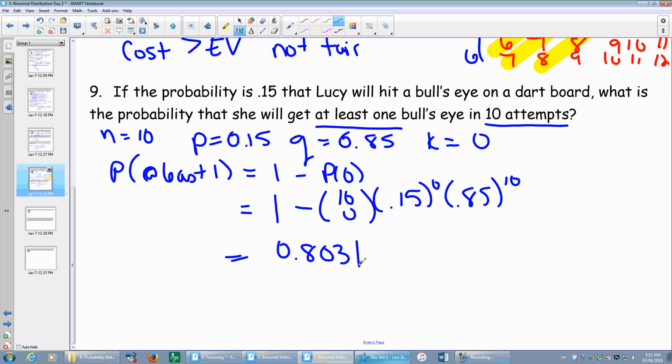0.8031. So there's an 80.31% chance that she will get at least one bullseye. So that's including 1, 2, 3, 4, all the way up to a possibility of 10. Note, you're going to wait till the note's done.